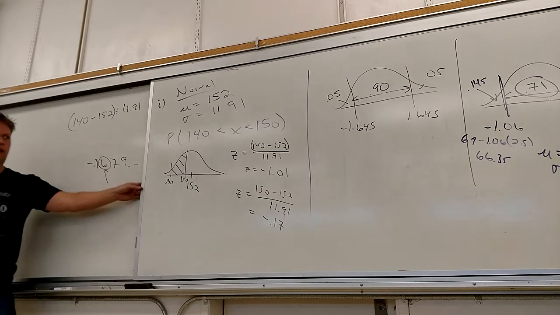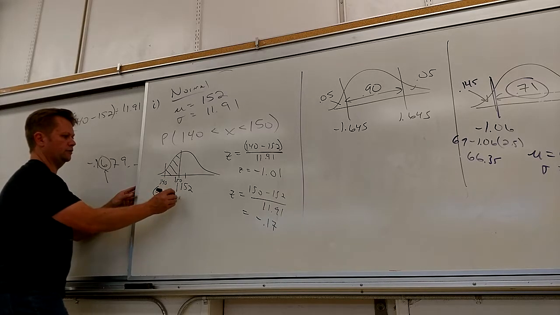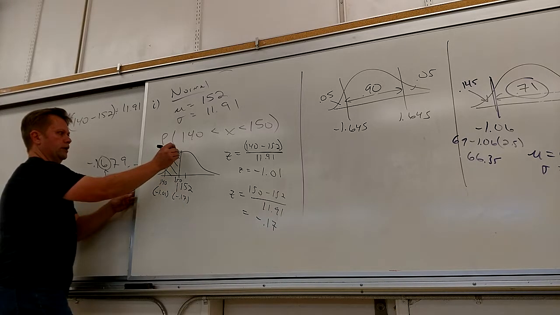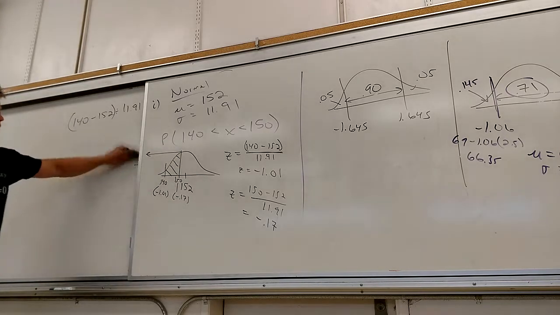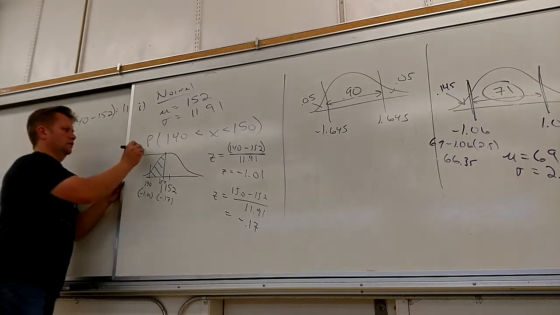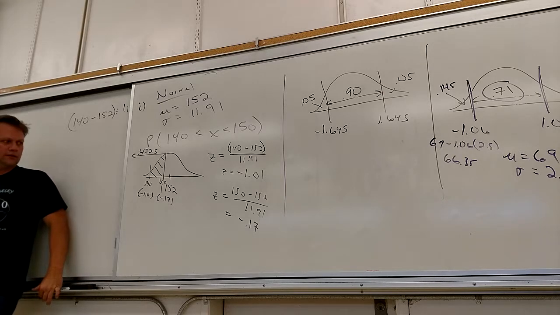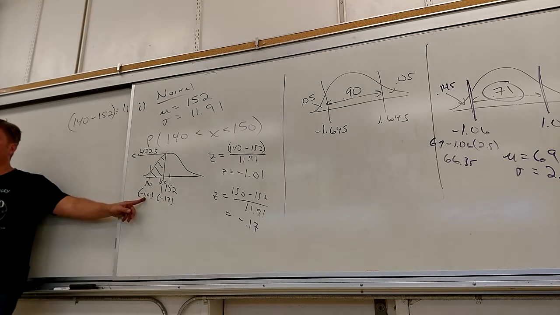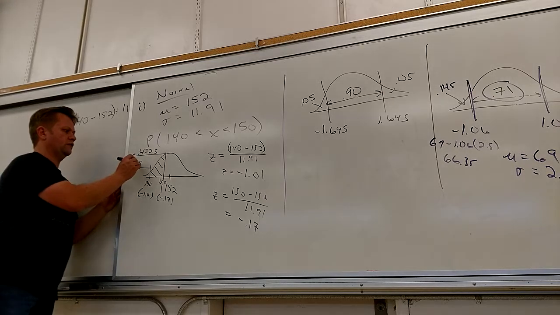Okay, and now I can look up, so this is negative 1.01 and this is negative 0.17. What area do I get when I look up negative 0.17? 0.4325, okay. Took my brain a second. And then when I look at negative 1.01, 1539? Yes.